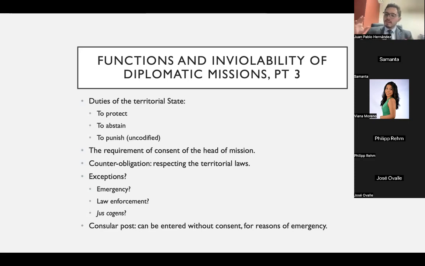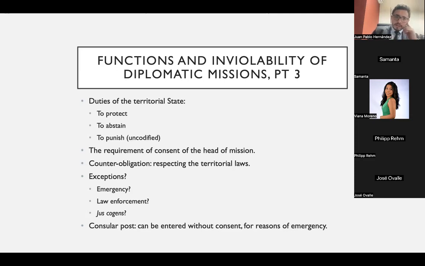And therefore, there is a counter duty of sorts, a counter obligation of sorts for the mission and its members to respect the laws and regulations of the territorial state, and the duty not to interfere with the internal affairs of that state. So this is a very careful balance that is struck by the convention. On the one hand, the mission is free to exercise its functions, but on the other hand, the mission is not free to, through the exercise of functions, violate the territorial laws or interfere with the exercise of the state's own jurisdiction.